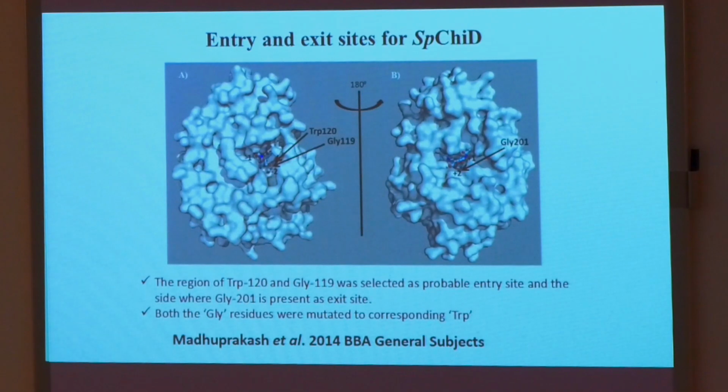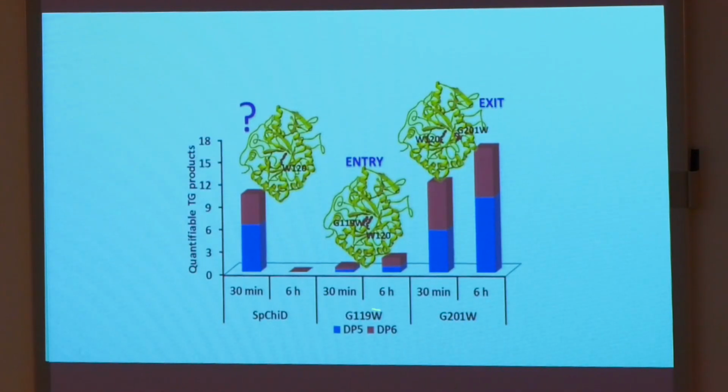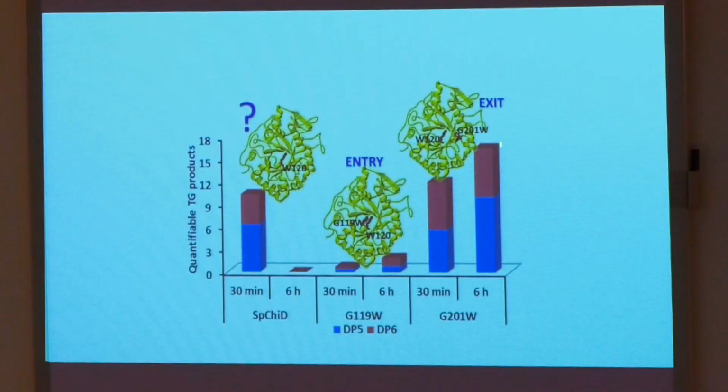When we introduced a bulky residue at the entry point, we could see a drastic reduction in transglycosylation, and when we introduced a bulky residue at the exit point, there was a significant increase in transglycosylation, thereby increasing the yield of these products. This is all the analysis, and this is a summary of it. When we introduce it at the entry point, you can see a significant loss in the transglycosylation products, and here you see a significant increase from what you see in the wild type.